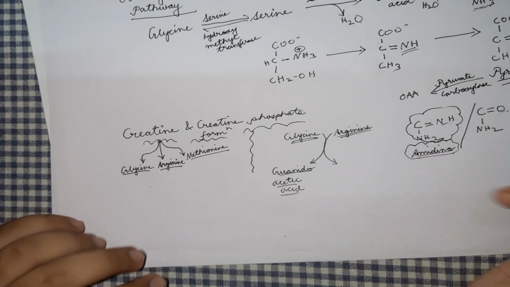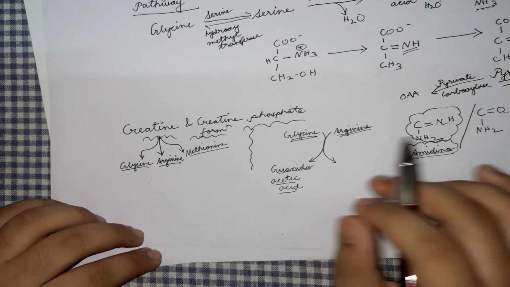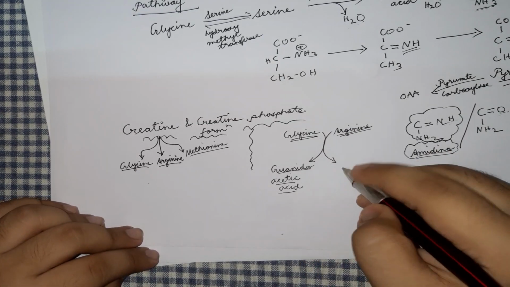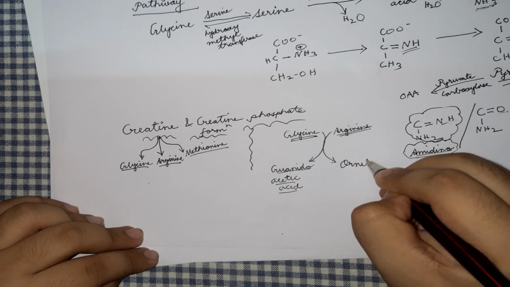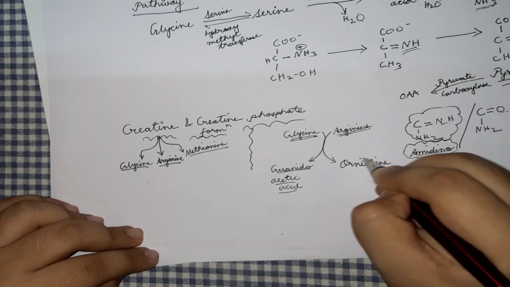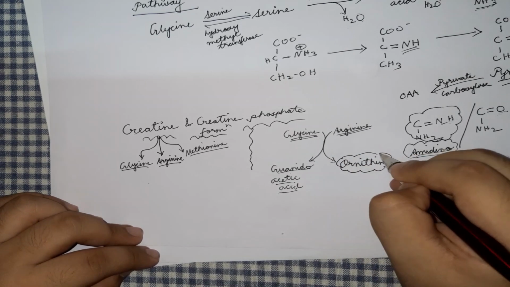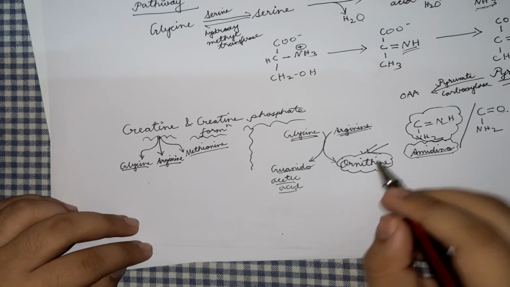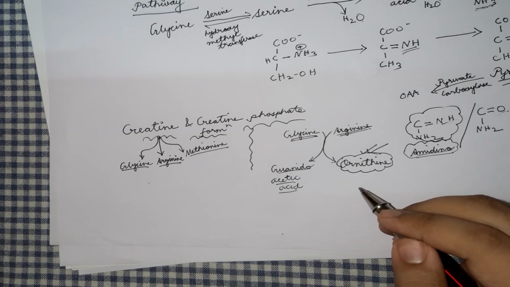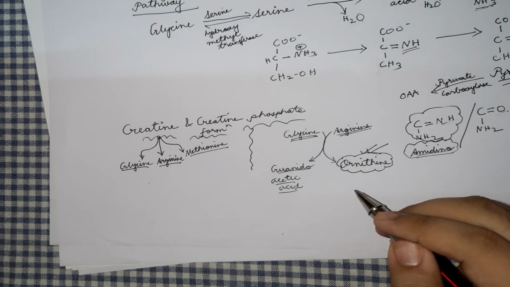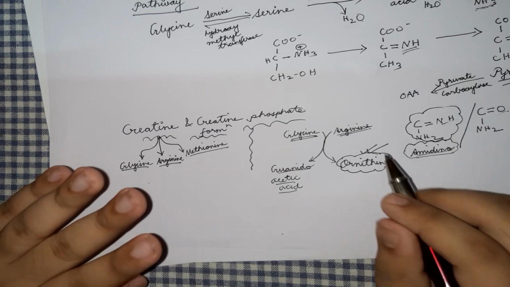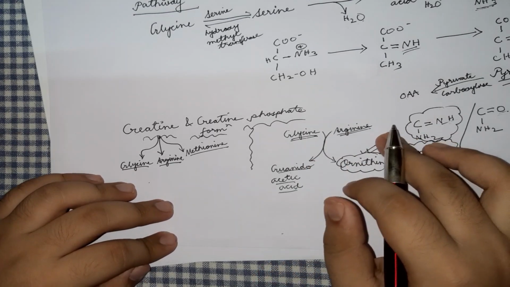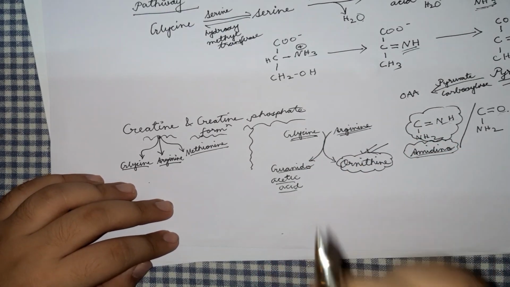Now arginine after losing its amidino group becomes ornithine. Yes, the famous ornithine of the urea cycle. So we don't have a problem here because ornithine is quite famous, so it's quite easy to remember, right? And glycine, arginine, these are also famous amino acids.